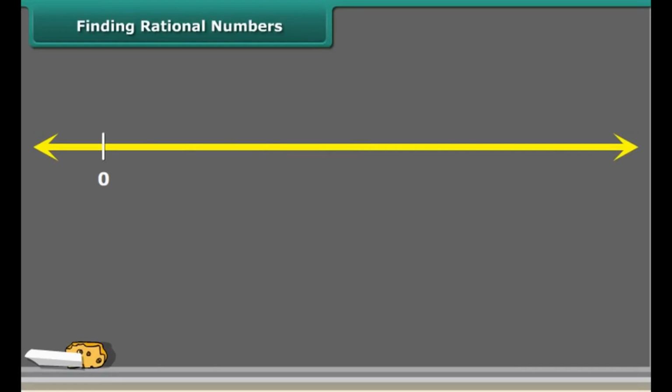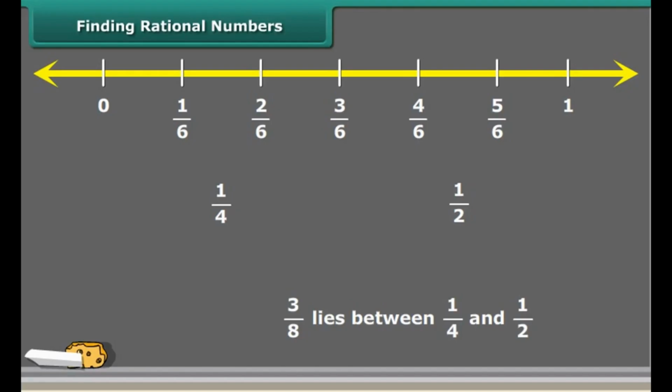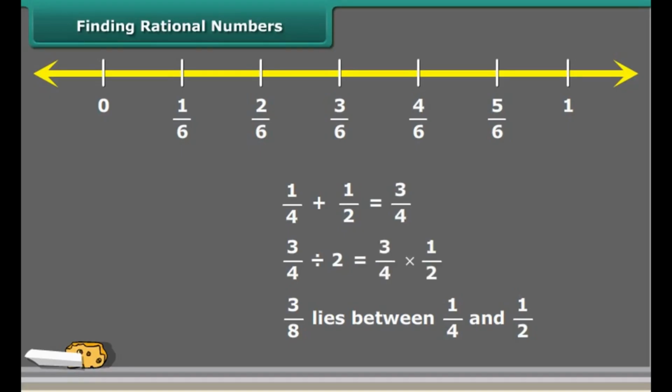Did you know that there are infinitely many rational numbers between any two rational numbers? Now we will learn about it. Let us find a rational number between these two rational numbers using the mean method. So we can say 3/8 lies between 1/4 and 1/2. First of all, we will find the sum of these numbers, which comes out to be 3/4. Now divide this sum by 2. We know division flips the second number and the sign changes to multiplication.